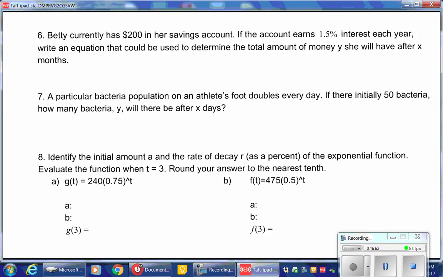Number 6. Number 6 says Betty currently has $200 in her savings account. If the account earns 1.5% interest each year, write an equation that could be used to determine the total amount of money Y she will have after X. And I changed this to years.